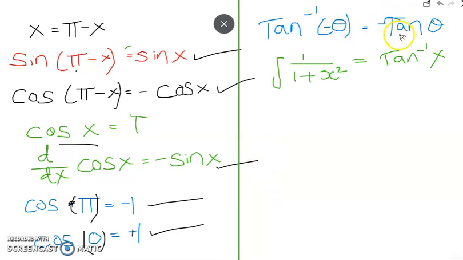Tan inverse of minus theta is minus tan inverse theta. Tan of minus theta is also minus tan theta. Integration of 1 by 1 plus x square is tan inverse x. Okay? We'll see the formulas, we see the problems, you will get to understand.